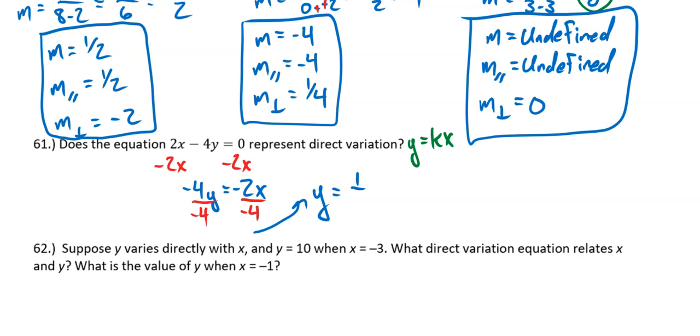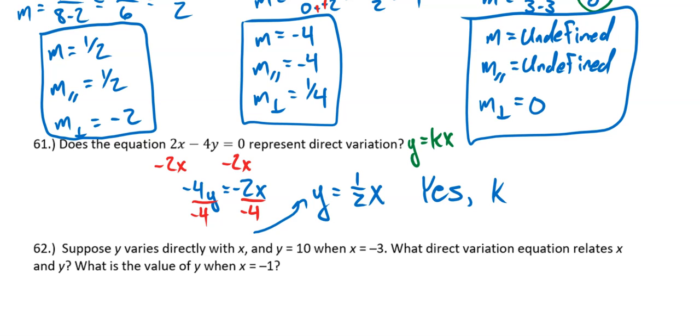So y equals 1/2 x. When I look at this, is that in the format y equals kx? Is it a line that goes through (0, 0)? And the answer is yes. This one is direct variation. So yes, this represents direct variation.